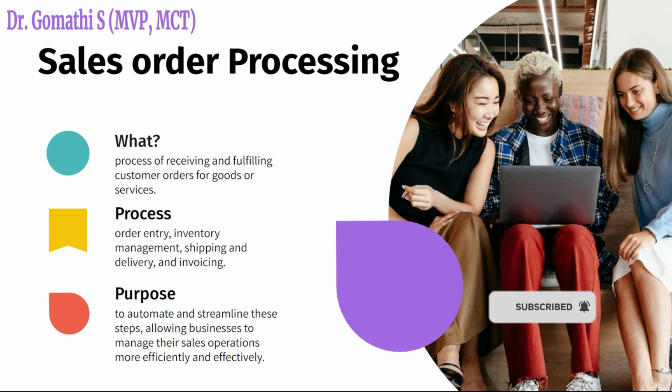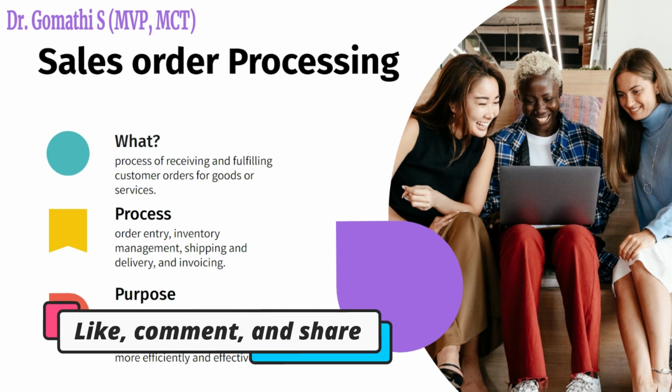Sales order processing systems are designed to automate and streamline these steps, allowing businesses to manage their sales operations more efficiently and effectively. In Business Central, sales order processing can be managed through various objects, including tables, pages, codeunits, reports, queries, etc. These objects can be customized and configured to meet the specific needs of the business, such as managing customer information, tracking inventory levels, and generating sales reports.